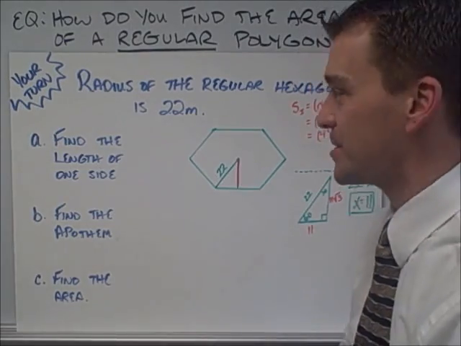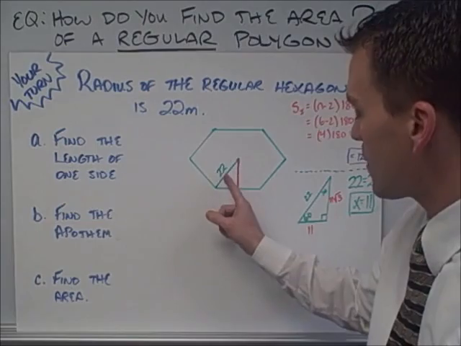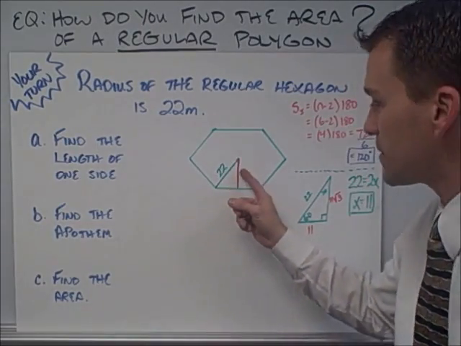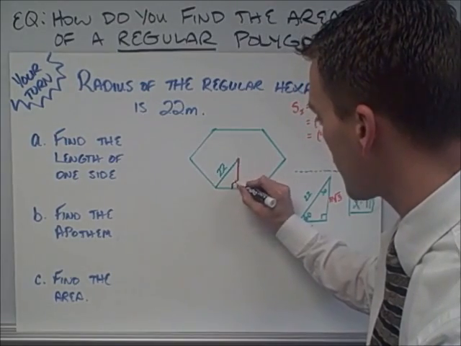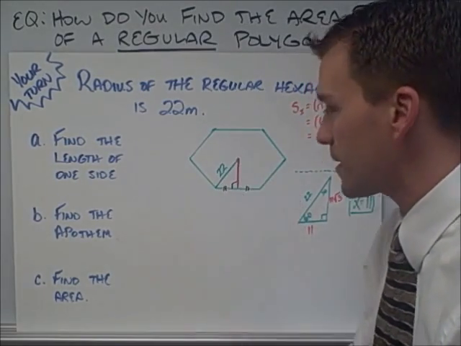So here we go. Let's answer the question. Radius is 22. There we go. And what you see, I've already drawn an altitude here. Well, I shouldn't say an altitude. It's an apothem, making a right angle and bisecting this side. And here's what I've done.